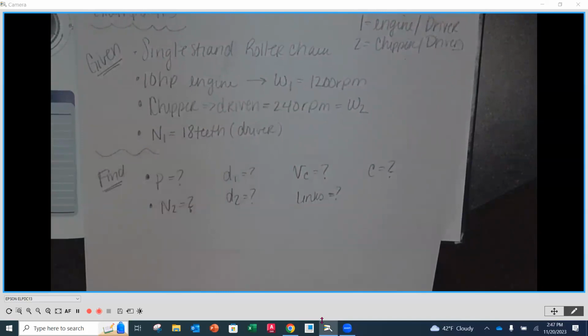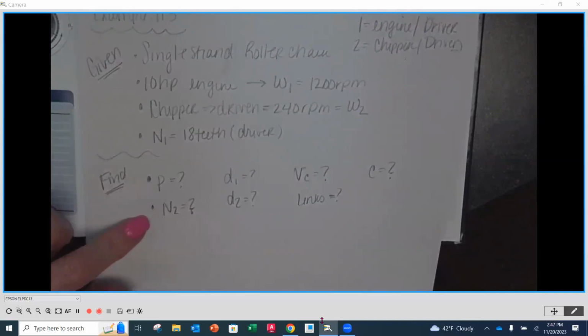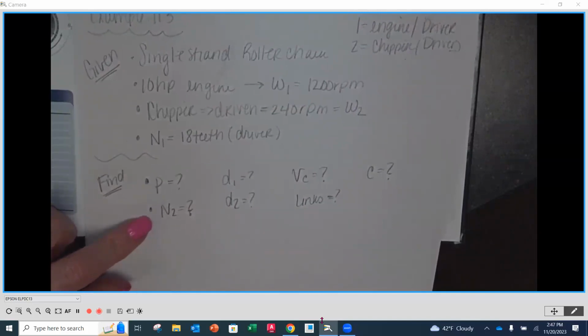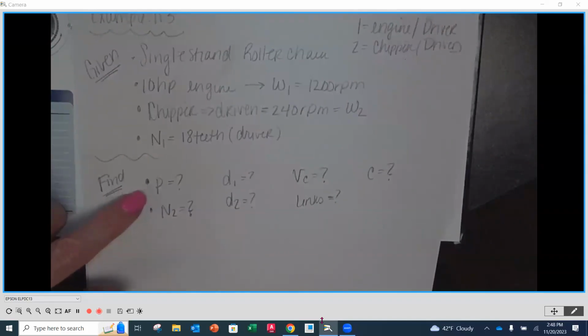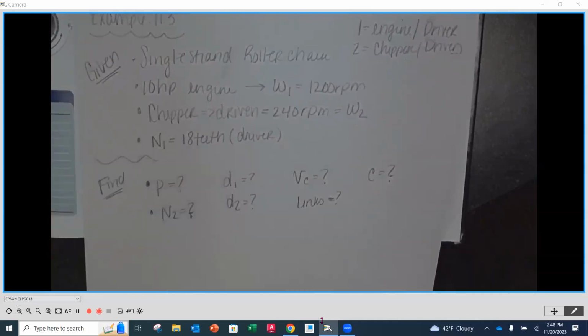So what we want to find and determine is an appropriate pitch for this application. That's going to be that P, the number of the roller chain we're going to be picking out. We want to find out how many teeth need to be on that driven sprocket for whatever pitch we have, so we have to make sure that we can get a sprocket that size. Then we want to determine the pitch diameters of each one of the sprockets.